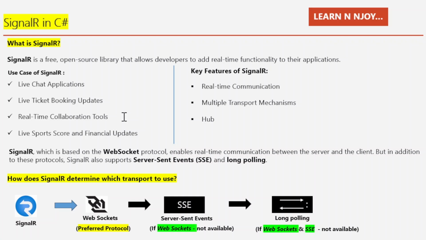Real-time collaboration tools. SignalR is also used for real-time collaboration tools. Think of working on a project in Google Docs with colleagues. You can see what each person is typing, deleting, or even editing in real time, as if you are all writing on the same physical paper.